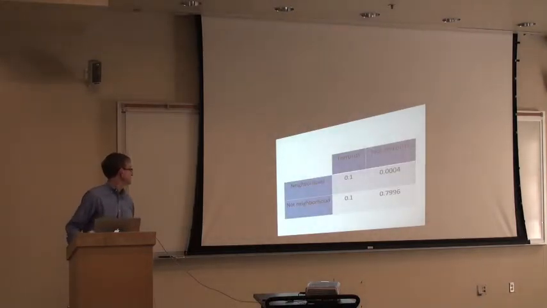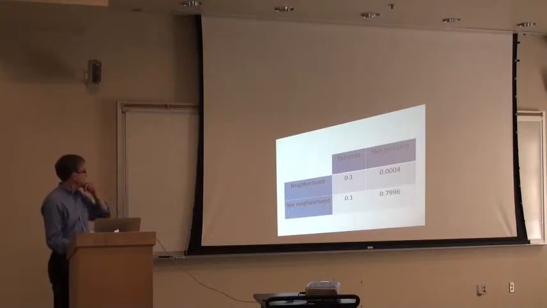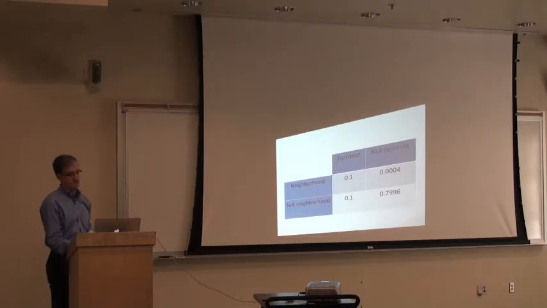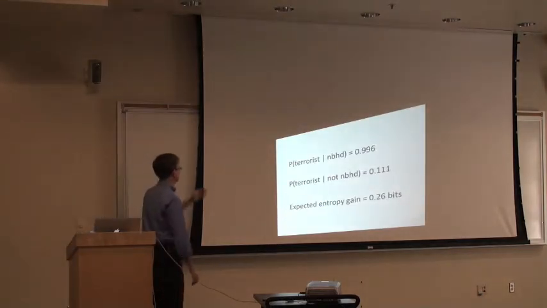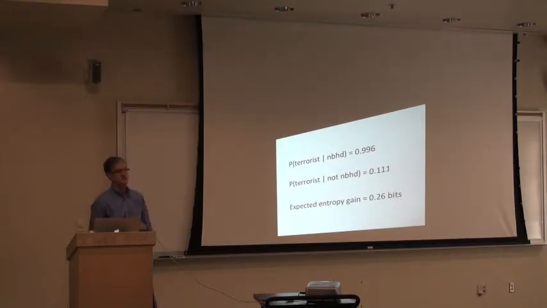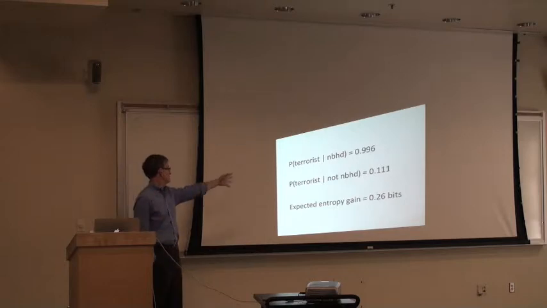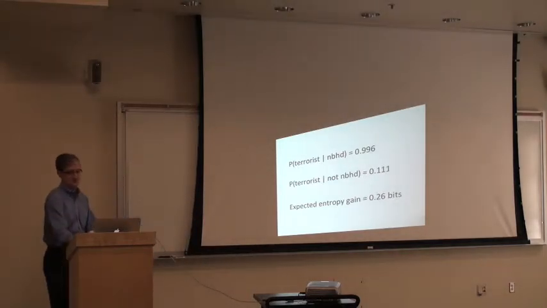Now the grid looks like this. That upper right cell, which is the false positive rate, is way smaller. And now the probability that Bob's a terrorist, given that he's in the neighborhood, is 99.6%. So that actually is pretty strong confirmation. Whereas if he's not in the near neighborhood, we go from the 20% down to 11.1%.